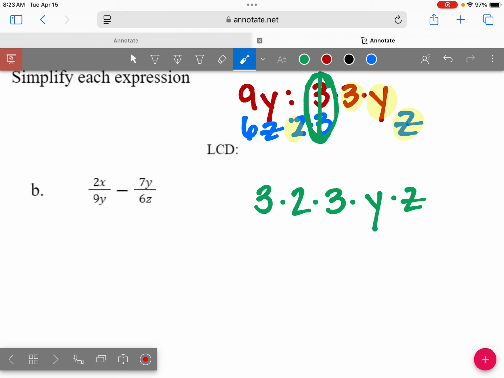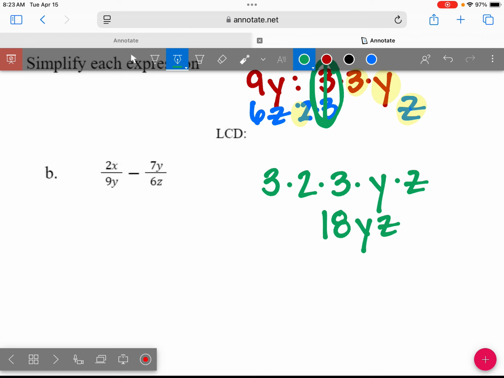All right, so let's multiply our numbers. 3 times 2 times 3. What is 3 times 2 times 3? 18. So my LCD, my least common denominator, is 18yz. All right, so now let's multiply it. So I have 2x over 9y.